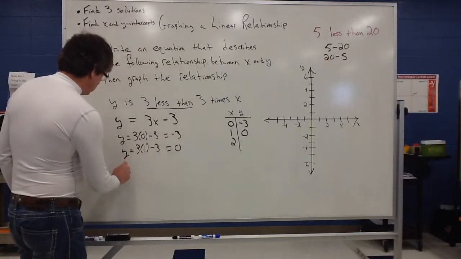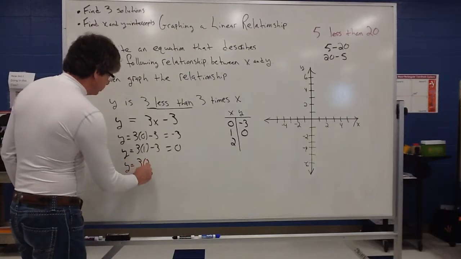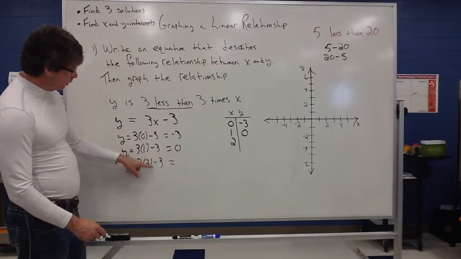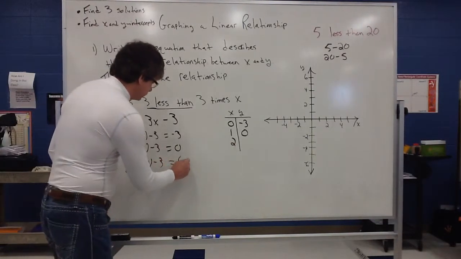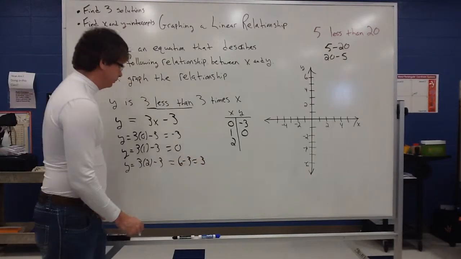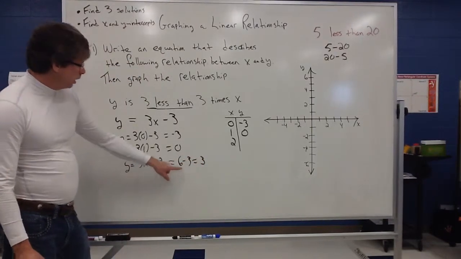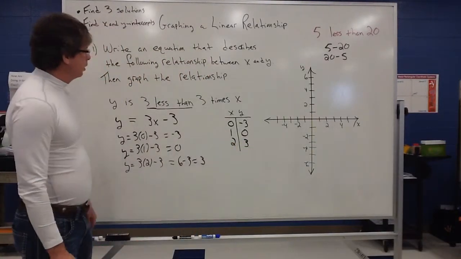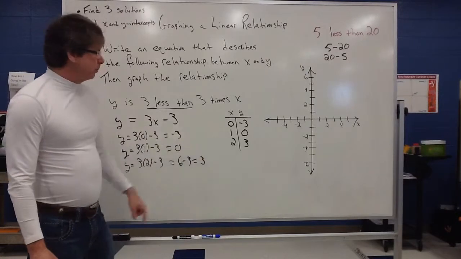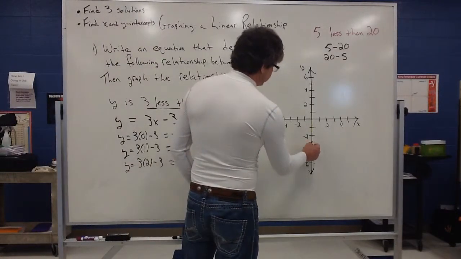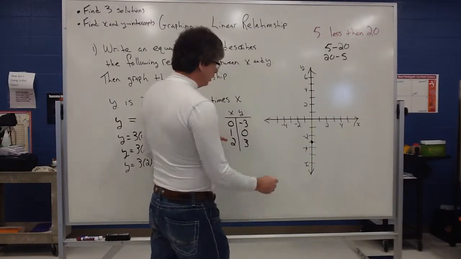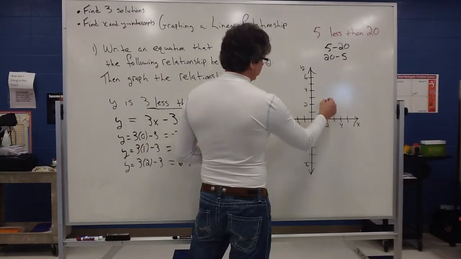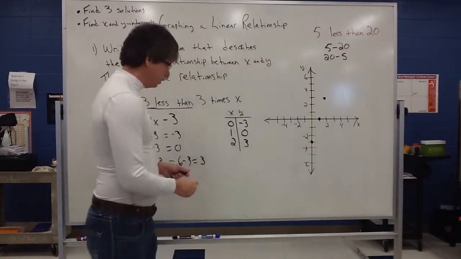Pick 2. Y is equal to 3 times 2 minus 3. 3 times 2 is 6. 6 minus 3 is going to give me 3. So I picked a 2 for x, and y gave me a 3. So those are my solutions. So now I'm able to graph my relationship. So 0, negative 3. 1, 0. And 2, 3. So that would be my relationship.